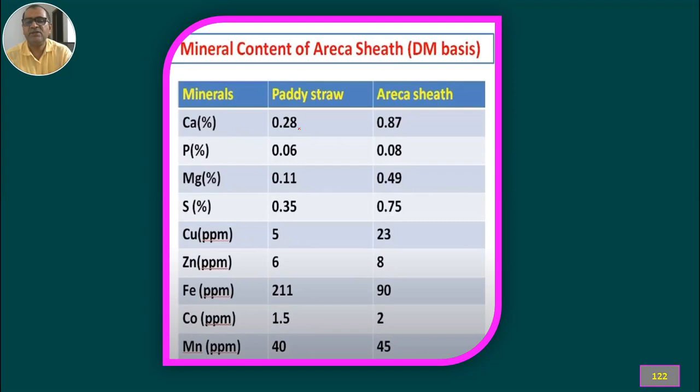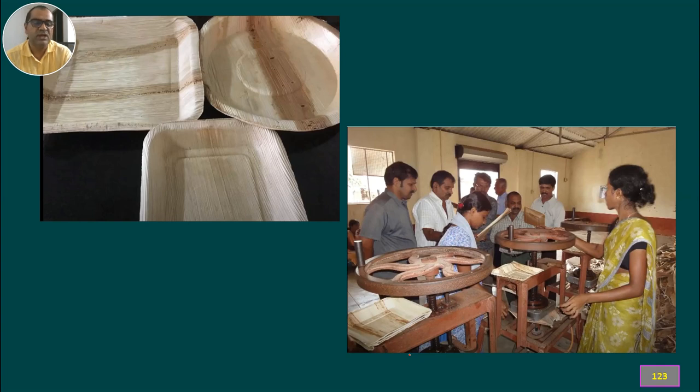And this is the mineral content of the spade. Here you can see calcium 0.87, phosphorus 0.8, magnesium 0.19, then copper, zinc, iron and manganese are present in traces, very small quantities. Sometimes it is used as an alternative to plastic, and later once it is discarded, it can be used as an alternative source of energy.